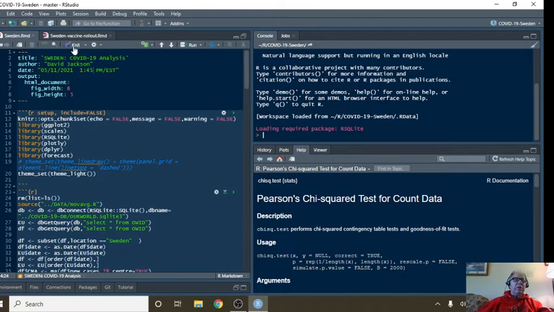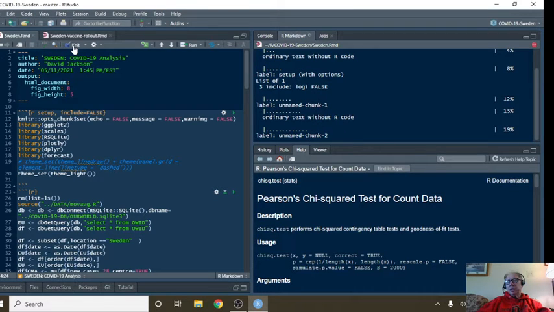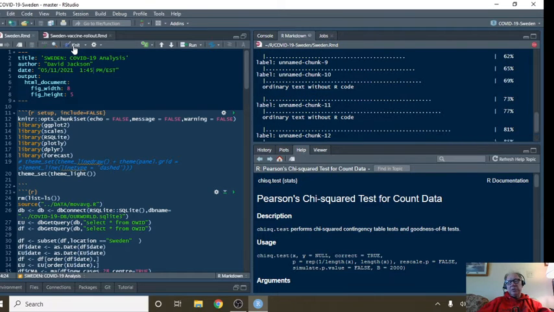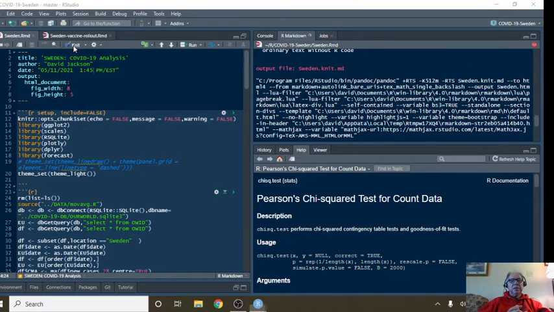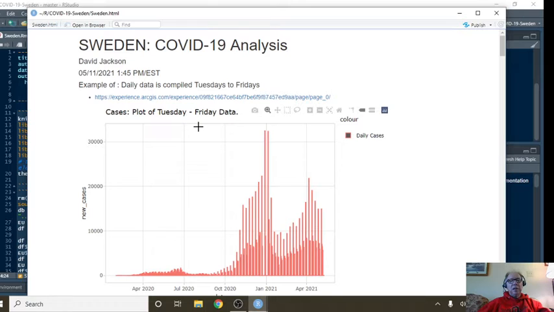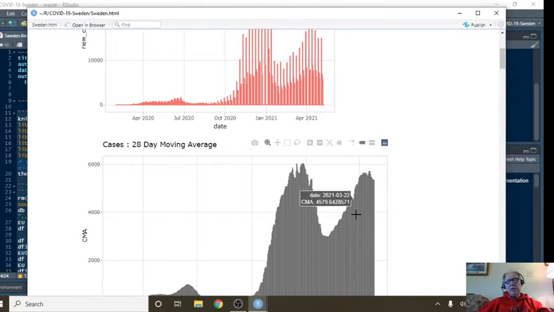Let's get on with the show. As we know, Sweden only records the COVID-19 data Tuesday to Friday. So Tuesday's numbers include Saturday, Sunday, and Monday, and Tuesday's numbers, okay? And you'll see that here in a little moment in the big spikes. These numbers here are the Tuesday spikes. The rest of the week is closer down to here, okay? And this is a 28-day moving average.